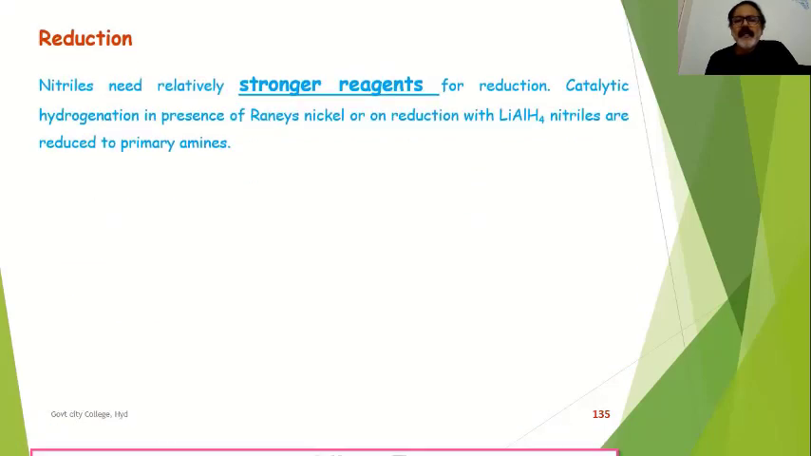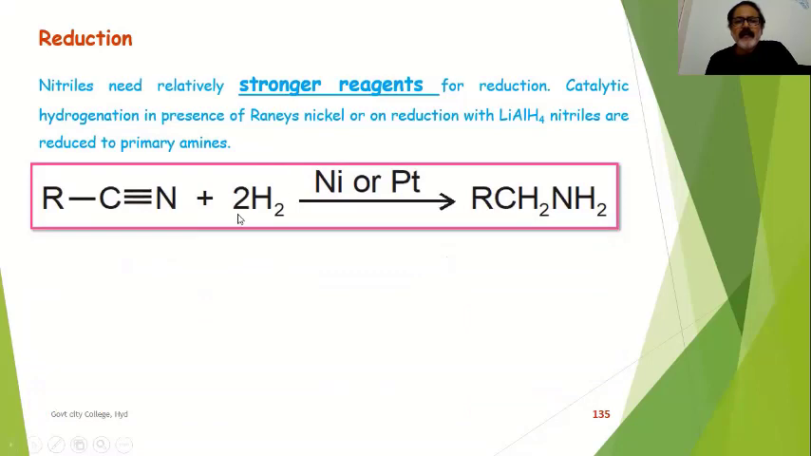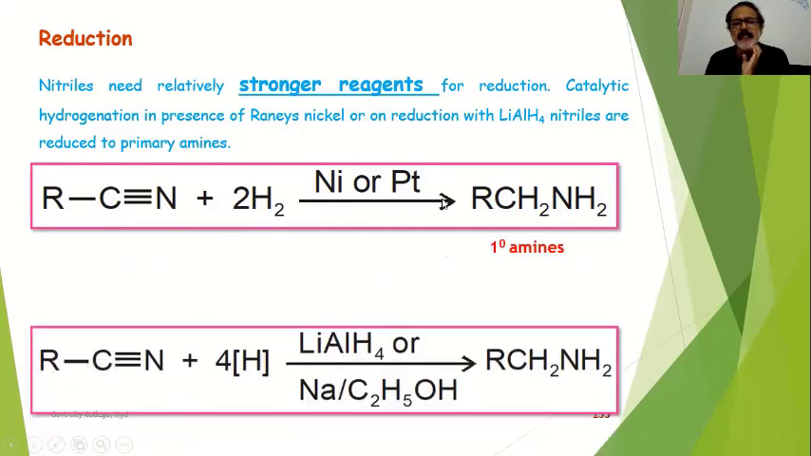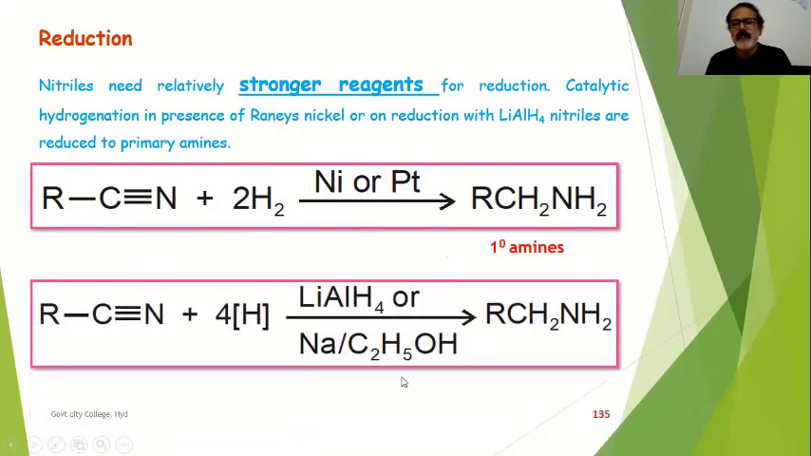Then reduction. Reduction is a very simple reaction where you are going to add an abundant number of hydrogens. When you are adding hydrogens, these double bonds will get saturated, and they will convert into single bonds. This pi bond will have 2 hydrogens, and this pi bond will have 2 hydrogens, so nitrogen will get 2 hydrogens and carbon will get 2 hydrogens. So overall this cyanide will be converted into a primary amine in the presence of reduction. We can use nickel or platinum, or we can use lithium aluminum hydride or sodium in ethanol. So these reactions show that cyanide will be converted into a primary amine.